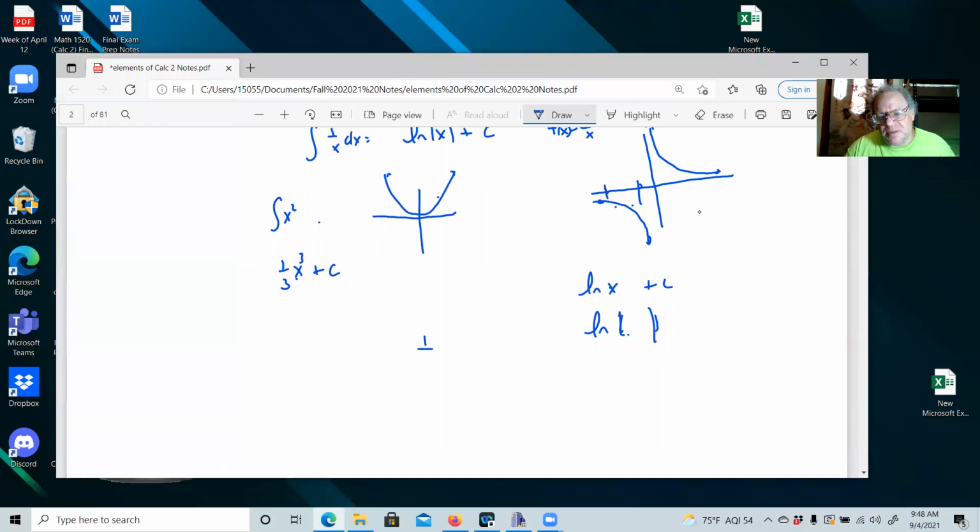Like if I ended up with x squared plus 1, in this case, if you end up with a natural log of x squared plus 1, this will never be a negative number. X squared plus 1 is never negative. So you don't need the absolute values if you know that it's always going to be positive. But if you don't know, then put the absolute values in.